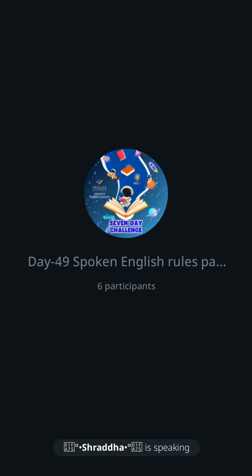This pattern arranges for someone else to perform an action. For example, get the mechanic to repair the car. Another example is get your brother to clean his room.